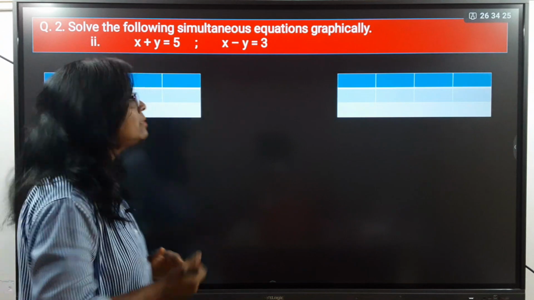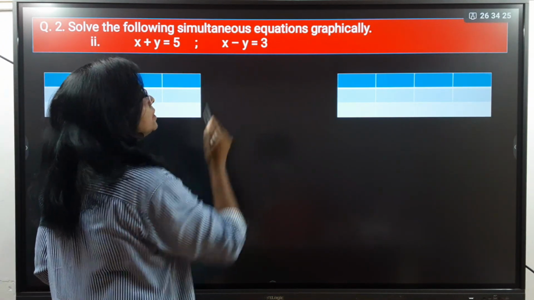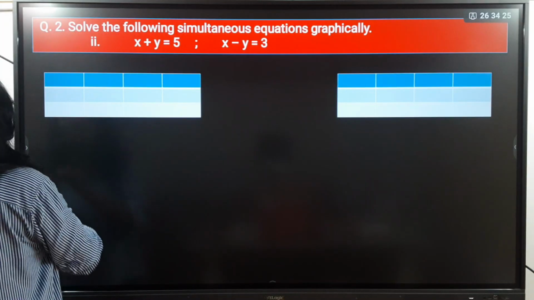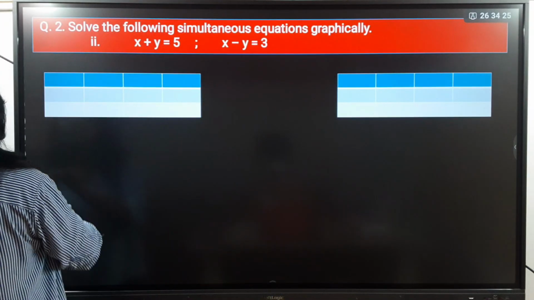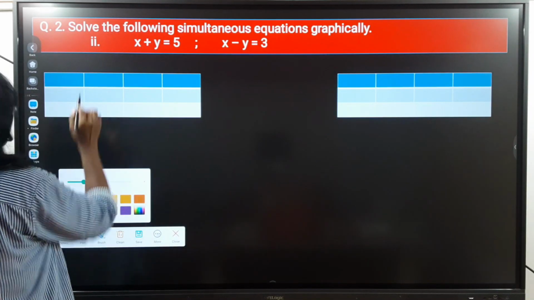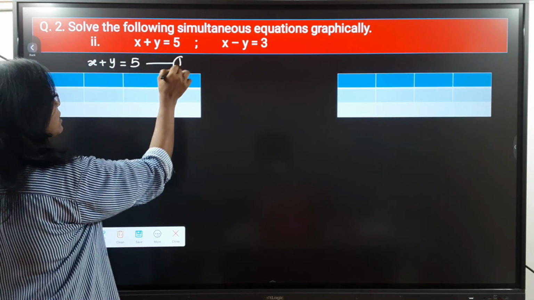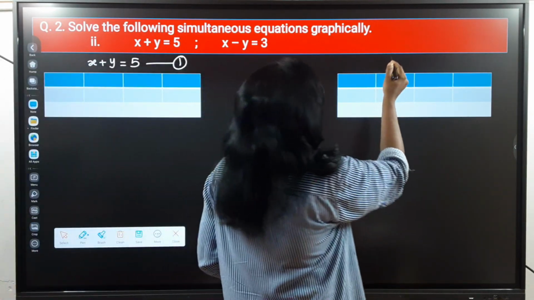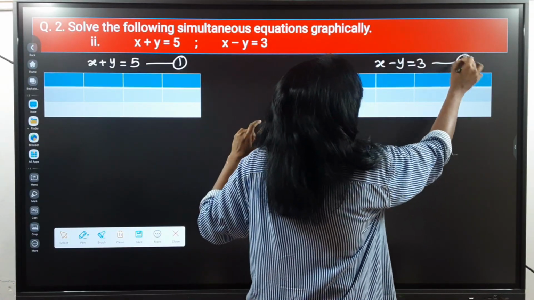Next example, students: x plus y is equal to 5 and the other equation x minus y is equal to 3. So first I write down the equation x plus y is equal to 5 here and call it the first one. And here in this table, I write down the second equation, x minus y is equal to 3, and call it the second equation.